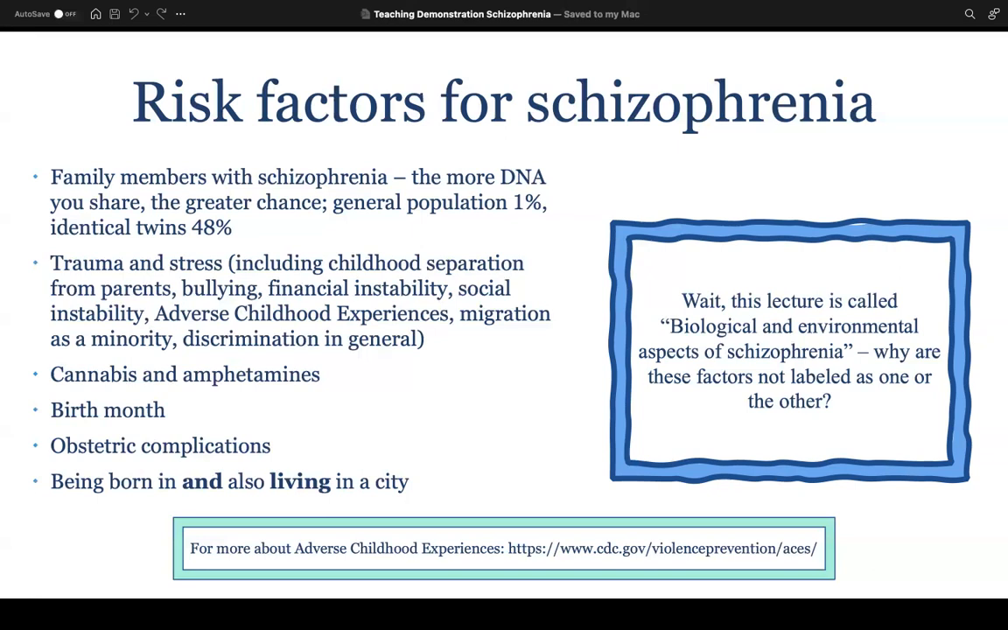The other risk factors for schizophrenia, trauma and stress, like I pulled out a few of these. And the childhood separation from parents is a really interesting one. If you are separated from your parents before the age of 16 for a year or more, I believe your risk goes up by 300%. And let's talk a little bit about what that means. So if your risk is 1% and it goes up by 300%, then you're looking at what? Right, 3%, 4%.